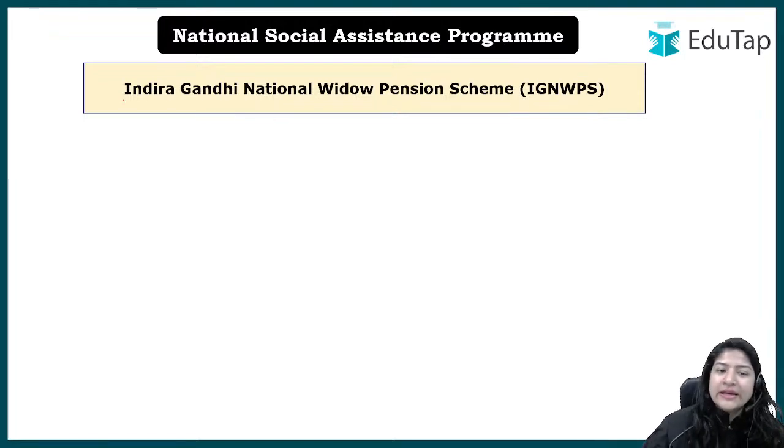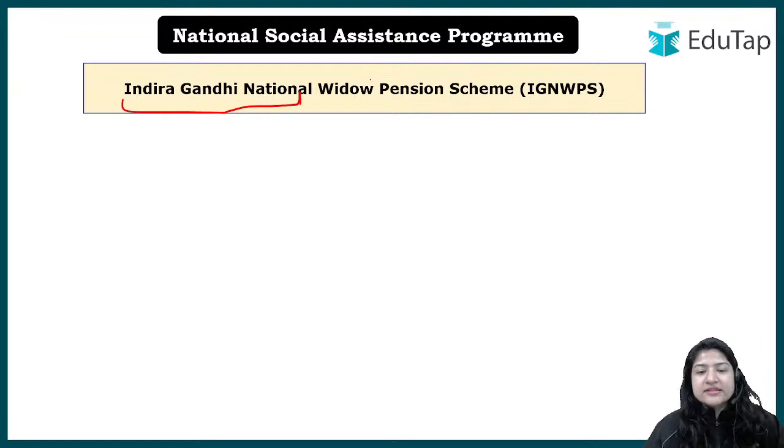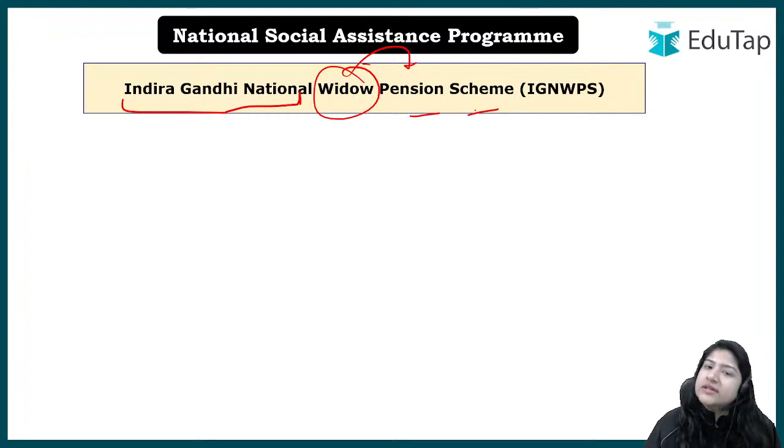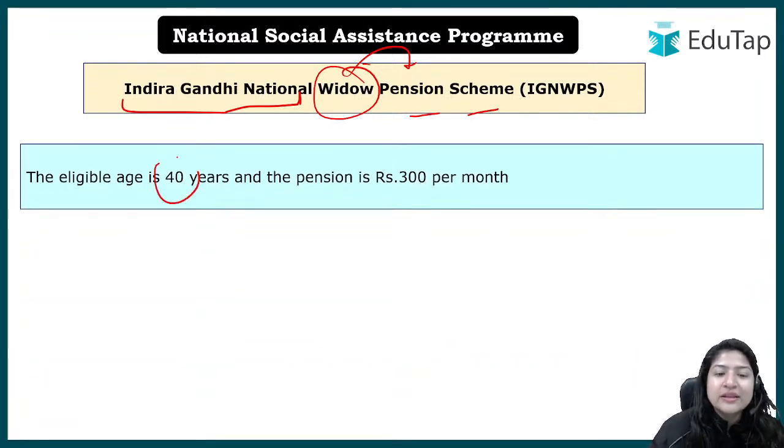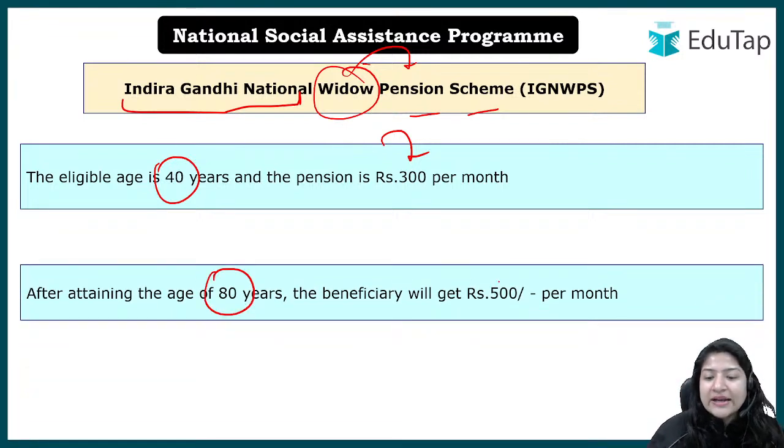Look, everything ahead is the same up to Indira Gandhi National, these three are the same. Indira Gandhi National, that was the old age pension scheme. Instead of old age, this is the widow pension scheme. This particular scheme is for those who are widows. In the previous case 60 was the eligibility criteria. Here it is different, it is 40. Here from 40 years, rupees 300 per month is provided. Previously, for 60 to 79 it was 200. Here from 40 to 79 it is 300, and for those 80 years and above it is 500 per month.